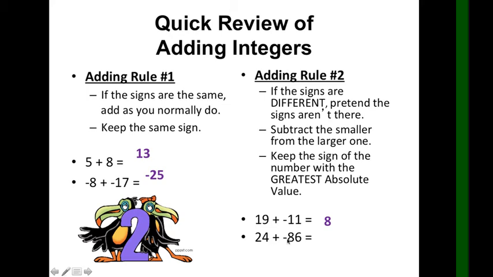For 24 plus negative 86, we will just subtract the two because they don't have the same sign. 86 has a negative sign and then 24 positive naman. So, parang 86 minus 24, and the answer is 62. Since 86 is the bigger number and the sign of 86 is negative, we will copy the sign of the bigger number or greatest absolute value, and that is negative 62.